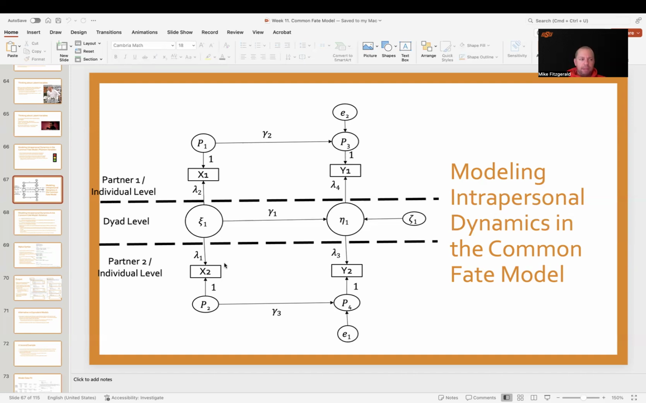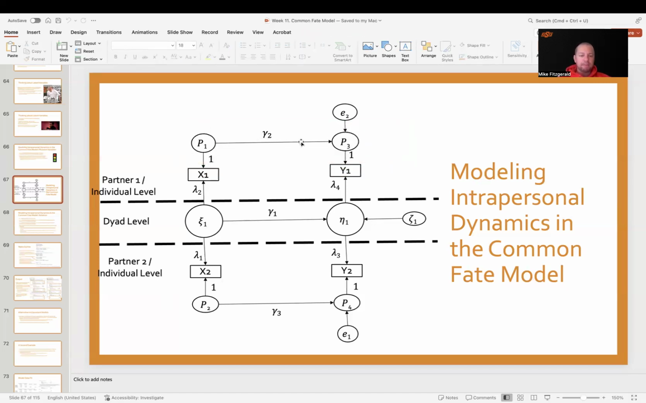But what we can think about theoretically is that my reports and my partner's reports on how mindful we are in our relationship together aren't going to be perfectly aligned. There's going to be some differences there, right? And so the multi-level common fate model is going to be a way of modeling those differences. What we're actually going to be able to do is look at my unique perceptions of relationship mindfulness. How does that influence my unique perceptions of relationship quality that is unshared with my partner? All right. And we're also going to do the same thing with our partners.